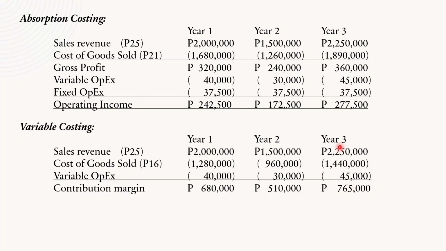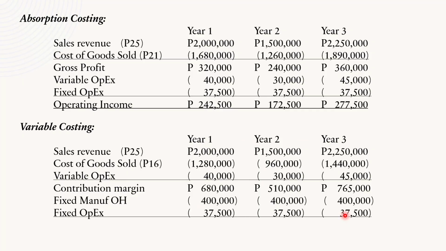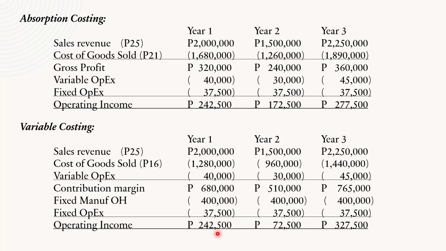Then we are going to deduct all the fixed costs, the fixed manufacturing overhead of 400,000 per year. Then you have the fixed operating expenses, 37,500 per year. So the operating income in year 1 would be 242,500. So this is the same under absorption costing. Year 2, the variable costing income is only 72,500. In year 3, it is 327,500.